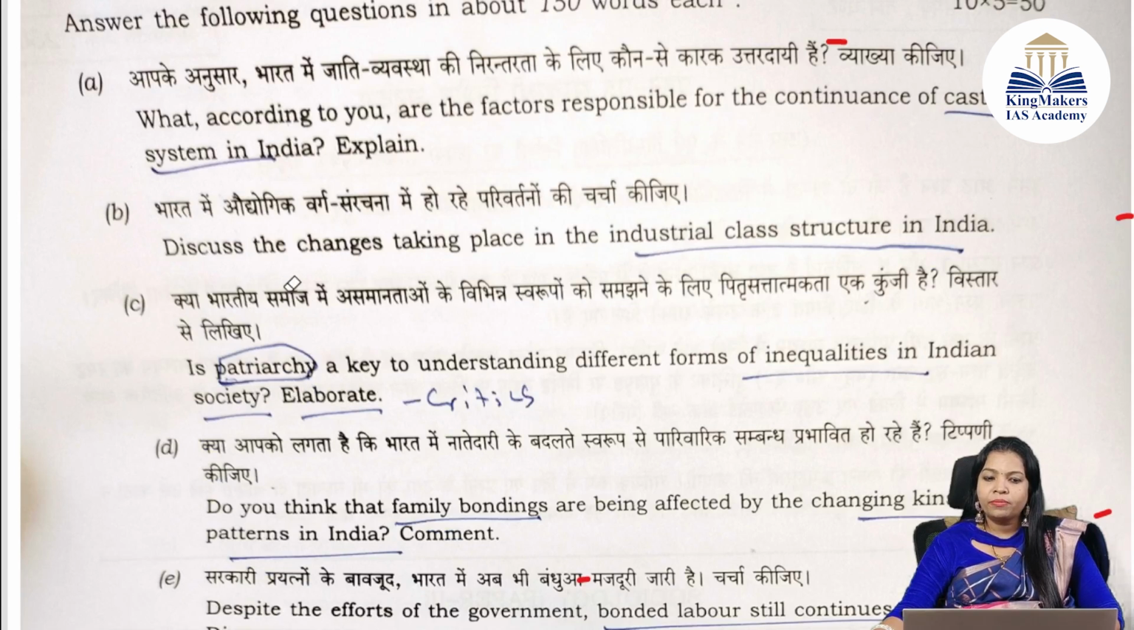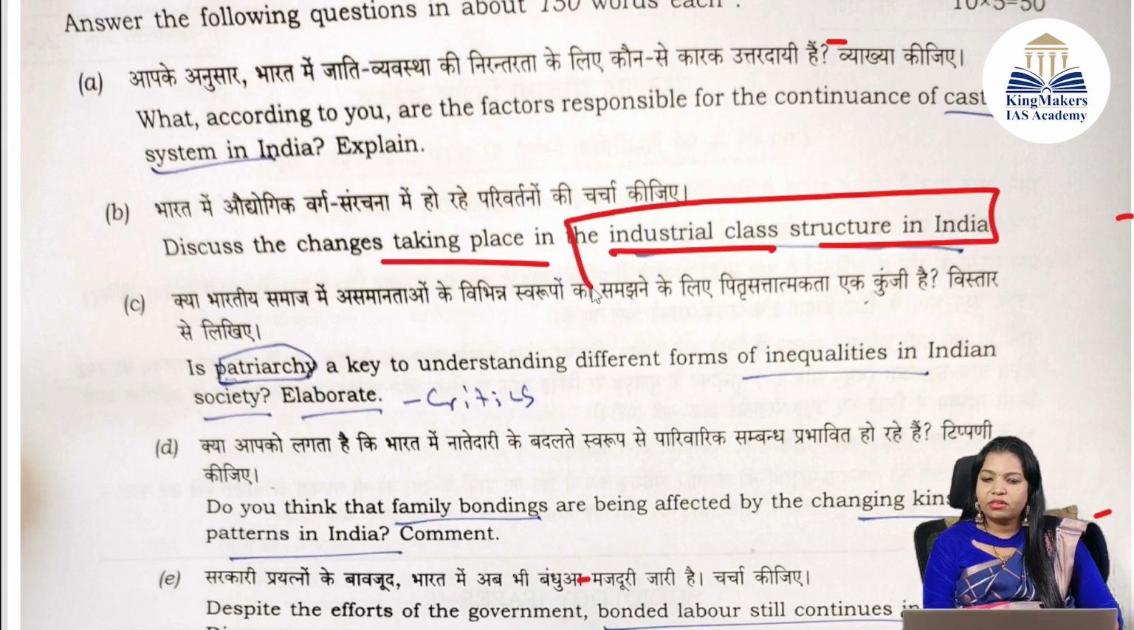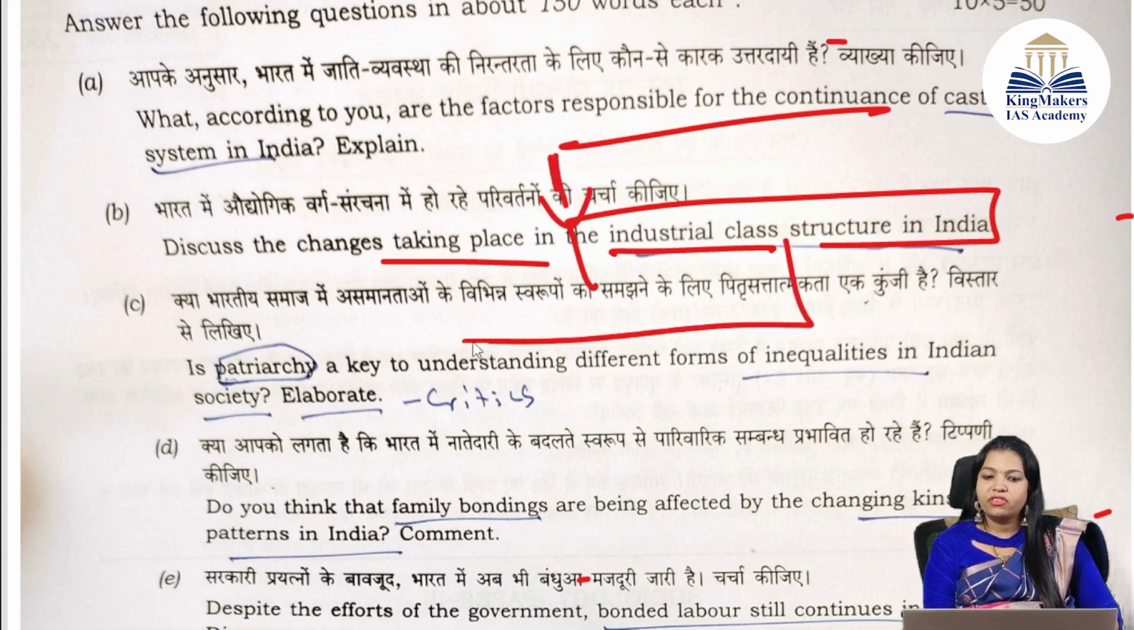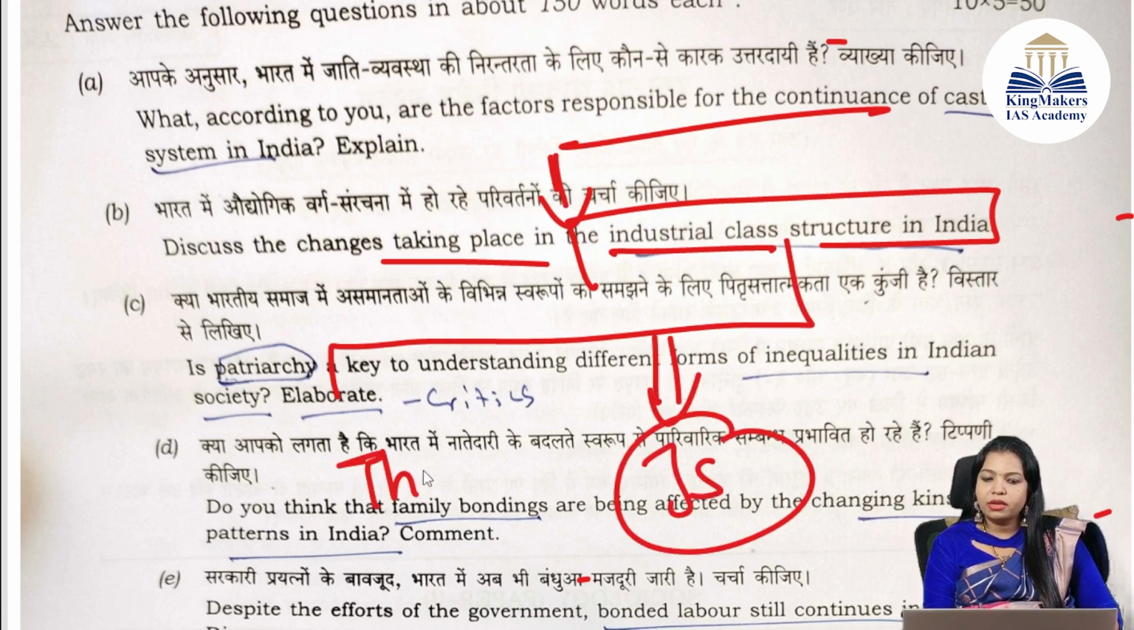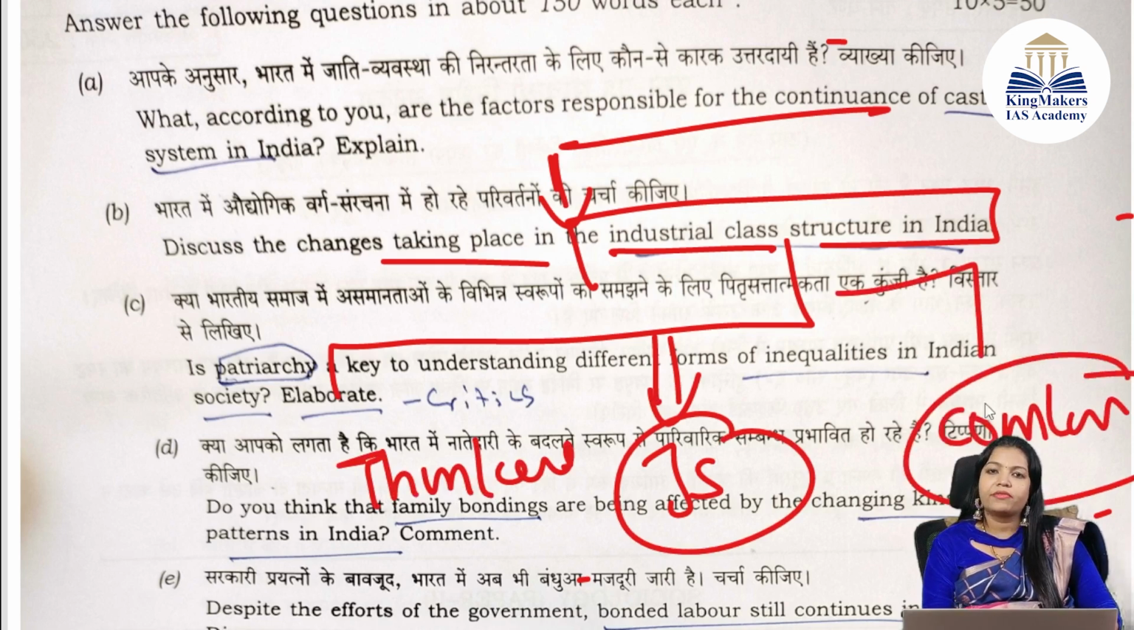Okay, next question: discuss the changes taking place in industrial class structures in India. First of all, this is exactly from the syllabus: industrial class structure. So you have to discuss the concepts of Indian society, add thinkers, and add contemporary time again. Here it says changes. As I said, these questions ask more on the changes part. When discussing changes, you must say what happened previously, how it is now, and what the forces of change are.